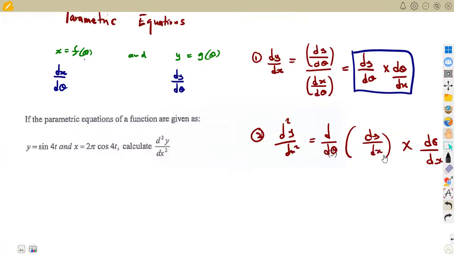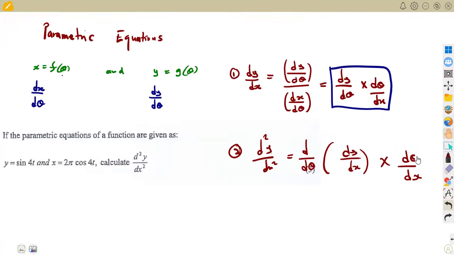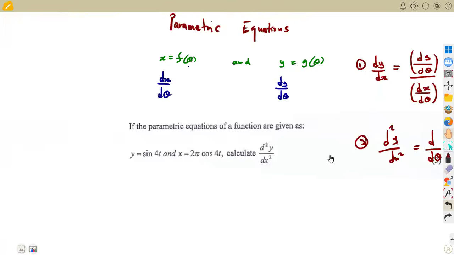All right, no problem. Let me just put this properly. This is theta dx. Sorry for that. Okay, no problem. Let us check one or two questions.